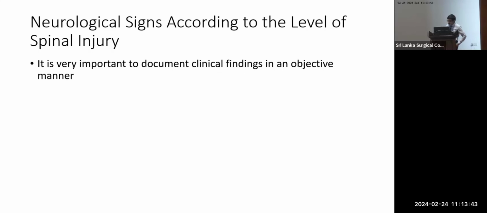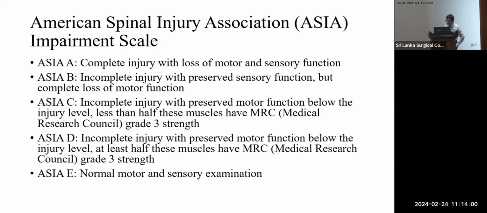So it is very important to document all these clinical findings in an objective manner for the management, especially for the monitoring, so we know what happens over time. One of the most widely used is the American Spinal Injury Association or ASIA impairment scale, which is from grade A to grade E.